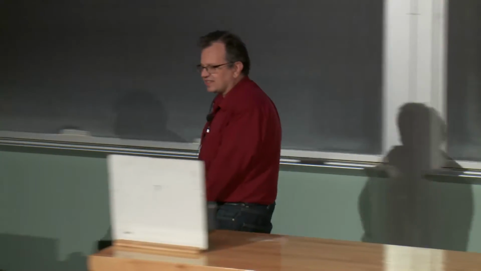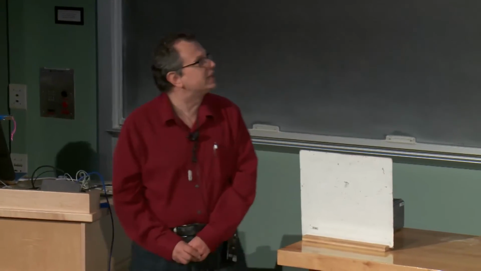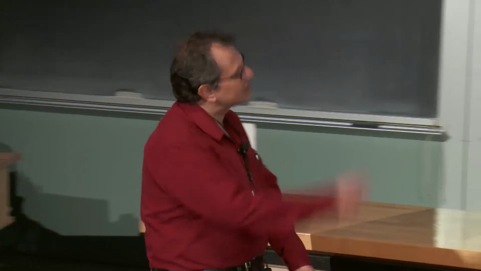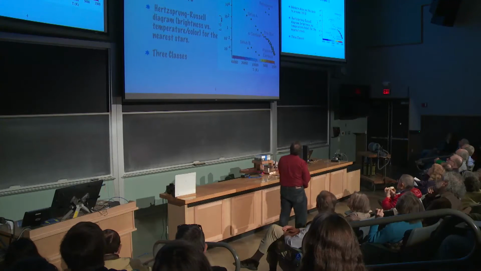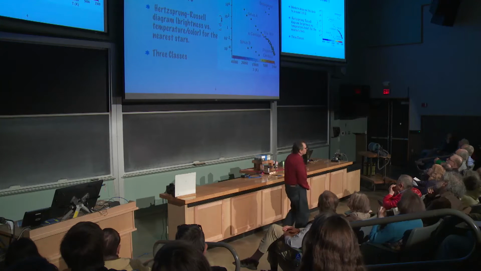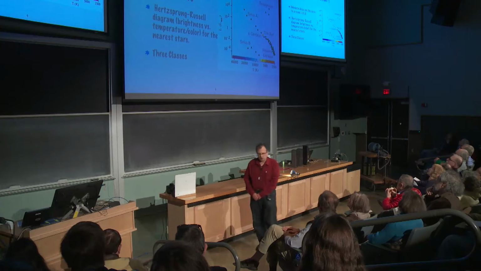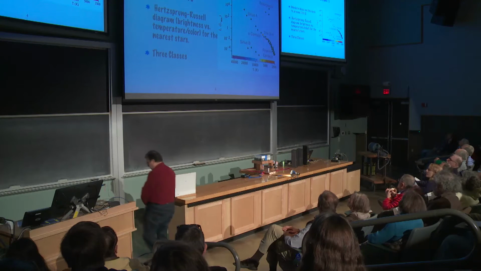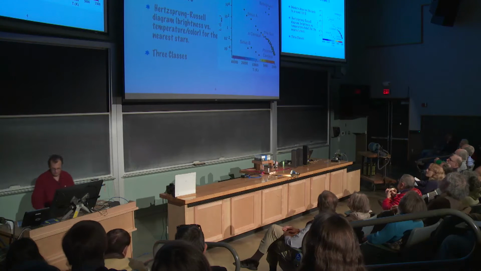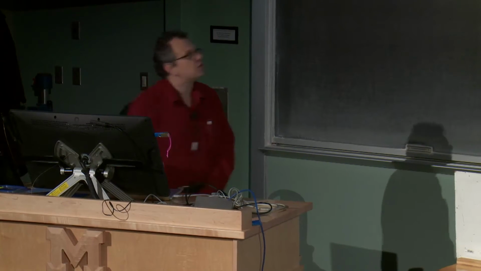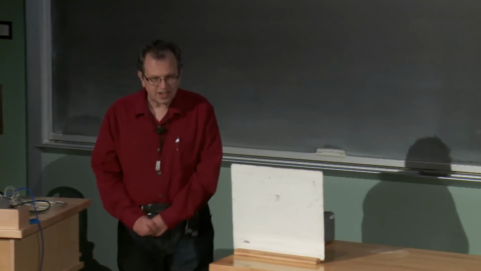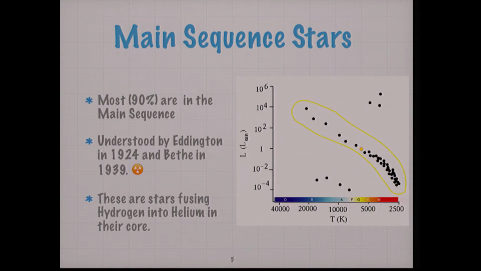You can see that they fall into three distinct groups. There's the slash across the middle. There's the ones in the upper right and the ones in the lower left. Right, so what's going on here? The slash down the middle has most of the stars, about 90%.